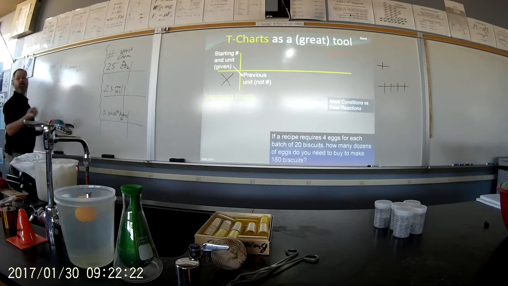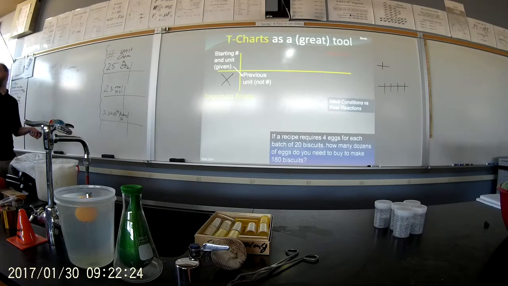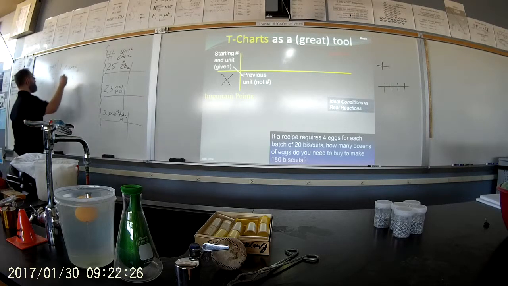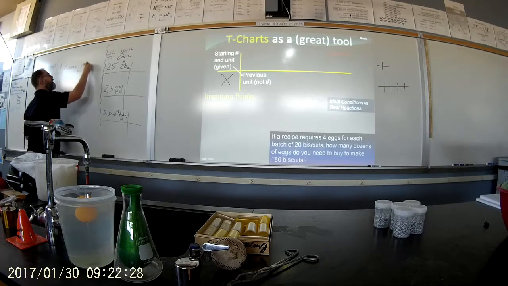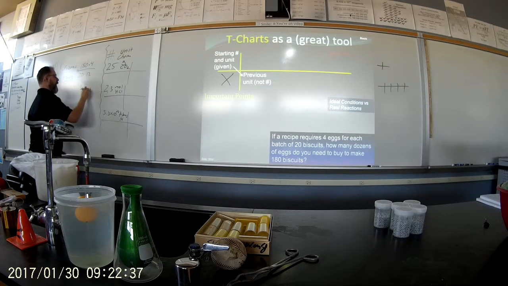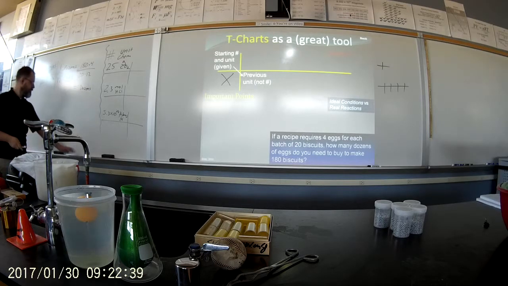Yep. Now you actually have a complex fraction. Now you have 180 times 4 divided by 20 times 12. And that's going to be how many dozens I need to purchase at the grocery vendor.